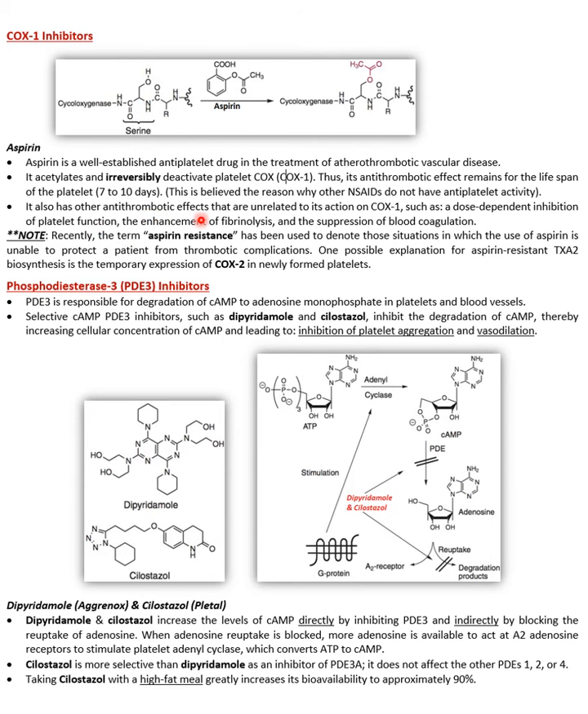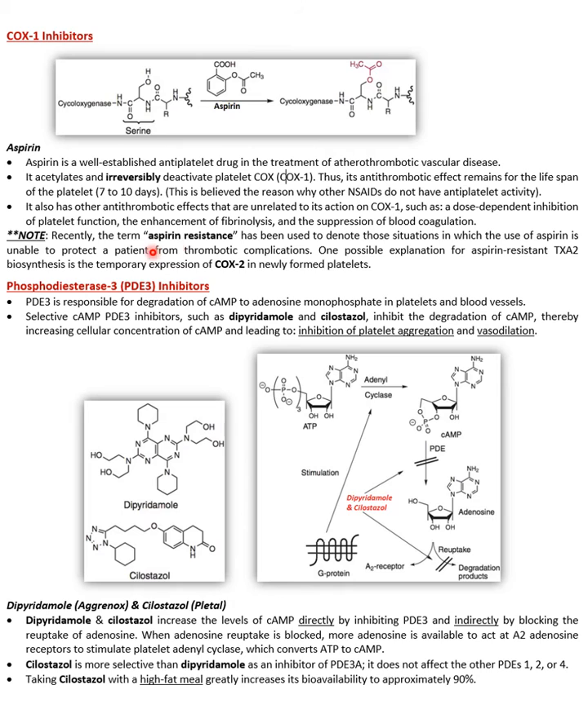Another effect that is unique about aspirin and is unrelated to its inhibition of COX-1 is the inhibition of platelet function, the enhancement of fibrinolysis, and the suppression of blood coagulation. These functions contribute to the antithrombotic effect, the antiplatelet effect, for aspirin, which makes it unique.